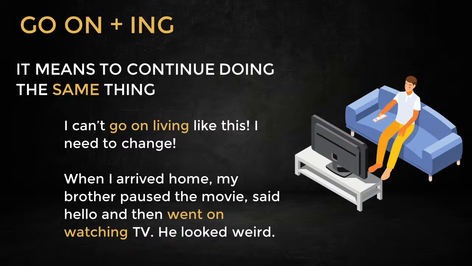So here is an example. I can't go on living like this. I need to change. So let's put this into a context. Oh, I'm not happy with my life. I'm not excited. I don't know what's going on. I can't go on living like this. So I can't stay the same, continue this life the same way. I can't go on living like this. So I can't continue with the exact thing happening in my life.